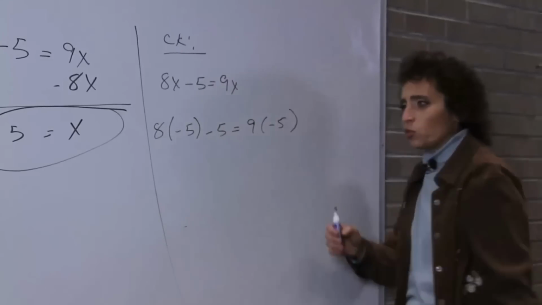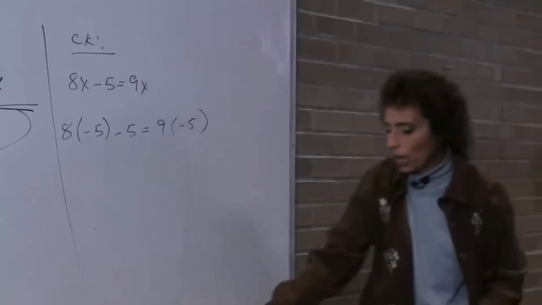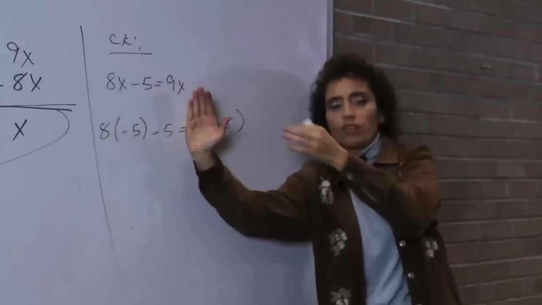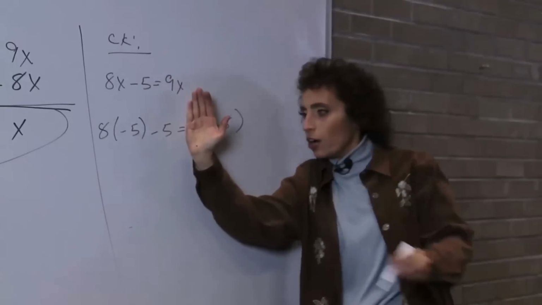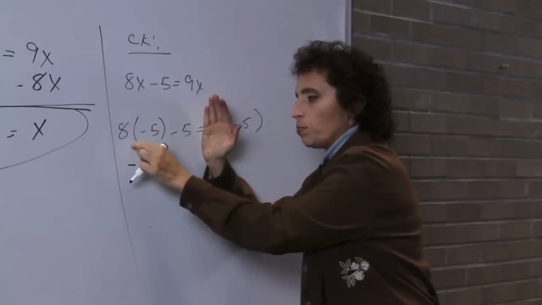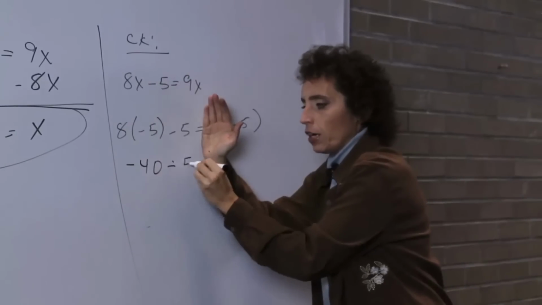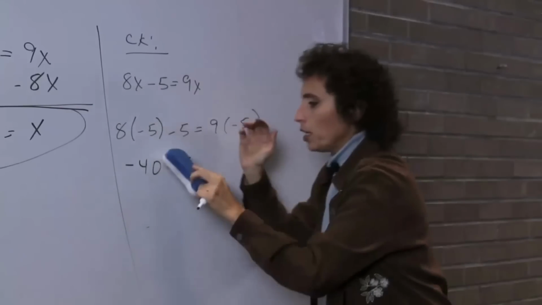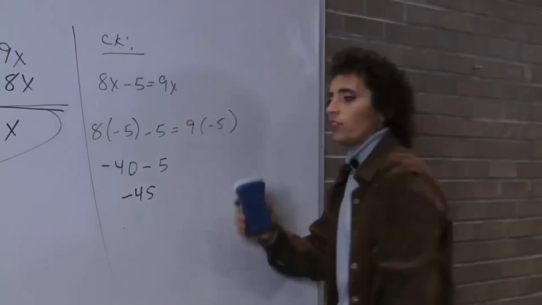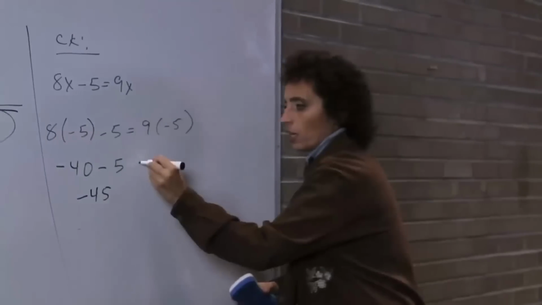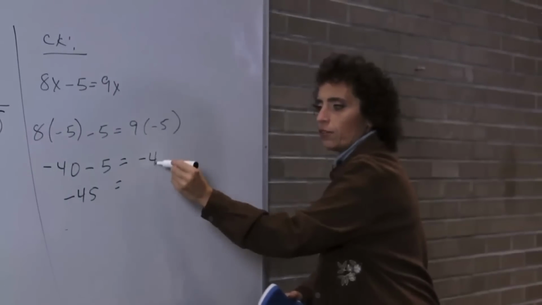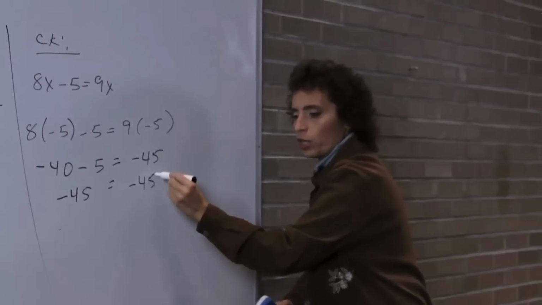The reason I wanted to check this one is it's a little different. There's work on both sides. What I would do, so you don't get confused, is I would just do everything on the left side, then do everything on the right side, and pray for a good ending. Okay, here we go. 8 times negative 5 is negative 40, because a positive times a negative is a negative, minus 5. So I owe you 40, I owe you 5, so I owe you 45. That is the left side. And now that's supposed to equal this side. 9 times negative 5 is negative 45. So that does check. We know we're right.